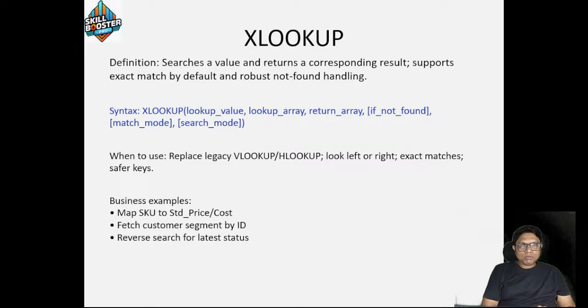So XLOOKUP, what is XLOOKUP? It searches a value and returns a corresponding result, and it supports exact match by default. Okay, so you have used the VLOOKUPs. In VLOOKUP, it also searches a value and returns a corresponding result. Now VLOOKUP has some limitations. In VLOOKUP, the lookup value has to be at the left of the data set, whereas in XLOOKUP, you don't need the data to be particularly on the left side or the right side.